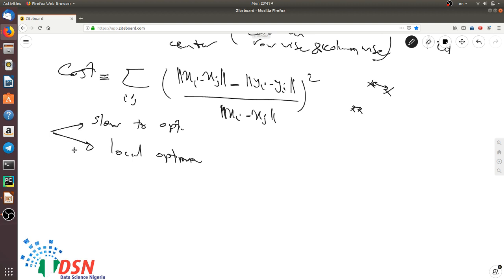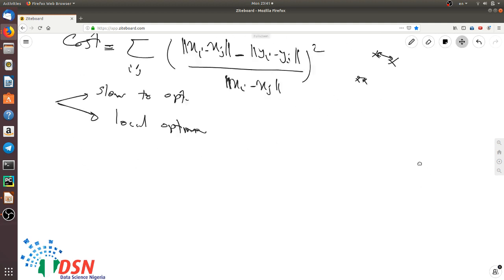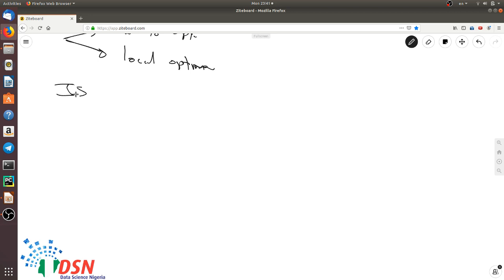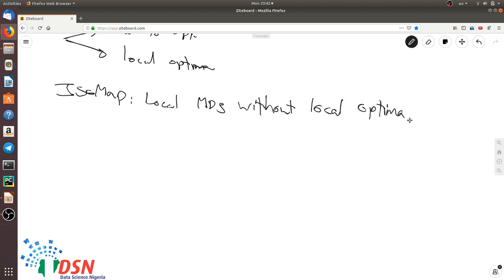Okay, so now we want to solve the problem of the local optima for the MDS. For this, we could use Isomap. It is local MDS without local optima. So instead of only modeling local distances, we can try to measure the distances along the manifold and then model these intrinsic distances. The main problem is to find a robust way of measuring distances along the manifold.